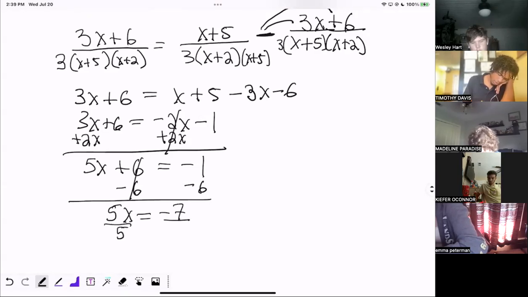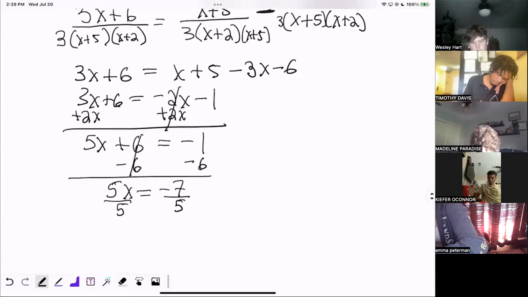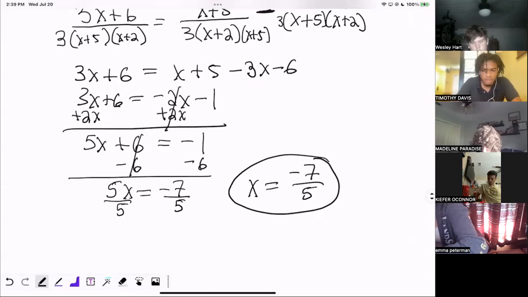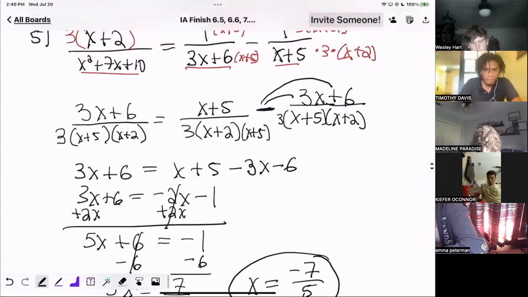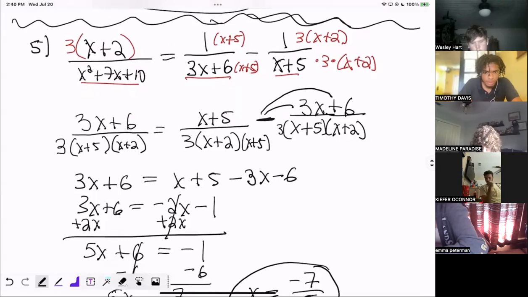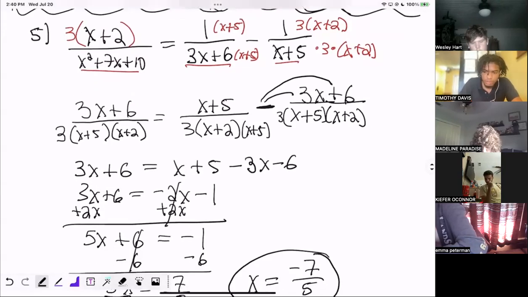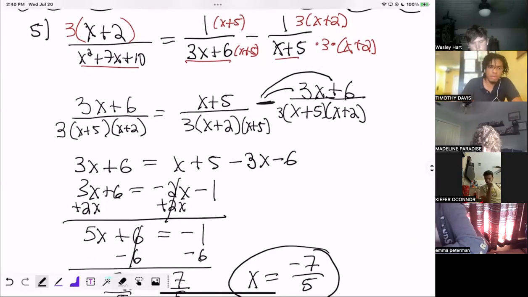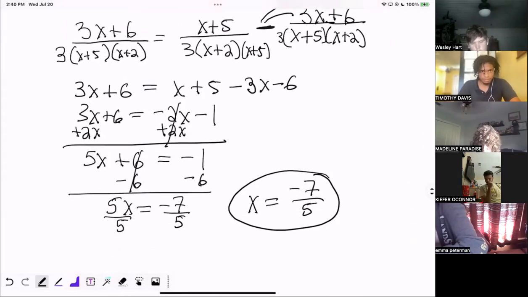Divide by 5. And I just have a fraction answer. Always leave it as an improper fraction. So negative 7/5 is my answer, but we got to make sure we go back and check. Our original problems, when I factor it, we're looking at factoring too, because if it's factored, negative 7/5 doesn't have anything to do with any of the denominators. That's my answer, and that's my final answer.